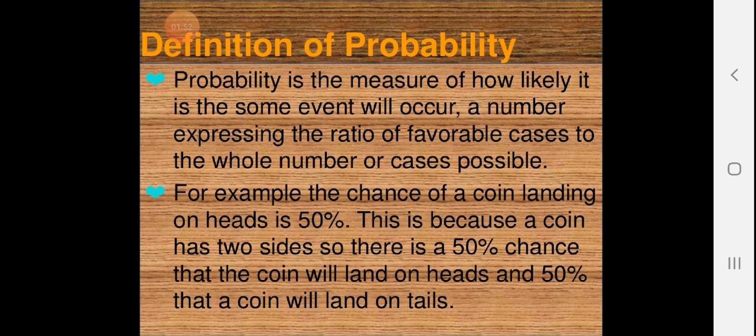Now, the definition of probability. Probability is the measure of how likely it is that some event will occur. It is a number expressing the ratio of favorable cases to the whole number of cases possible. For example, the chance of a coin landing on heads is 50% because a coin always has two sides, head and tail. So, there is a 50% chance that a coin will land on heads and 50% that it will land on tails.